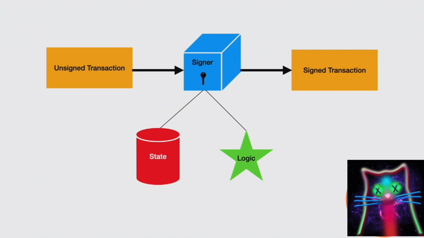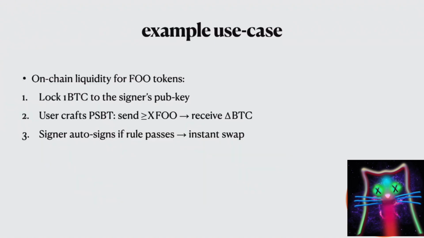So the idea is unsigned PSBT comes in, you run whatever policy logic you want, you can base it on whatever state you want, and we'll see some real world examples at the end. And then if it's conformant to the policy, it returns a signed PSBT. If it's not conformant, it errors. So just a really concrete use case here.